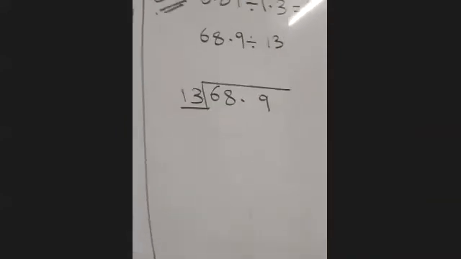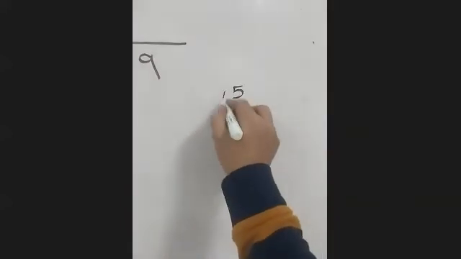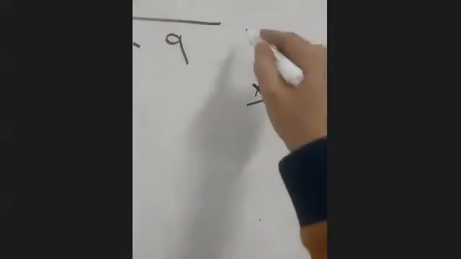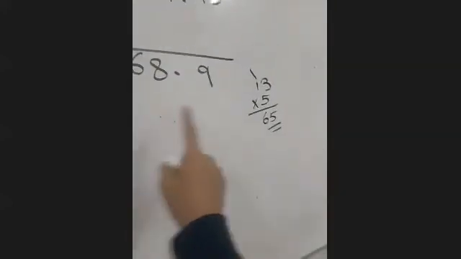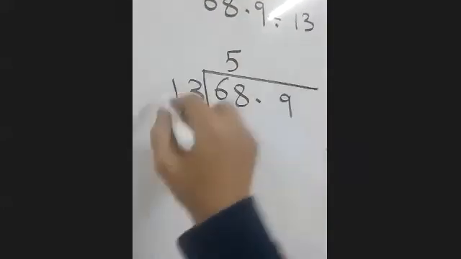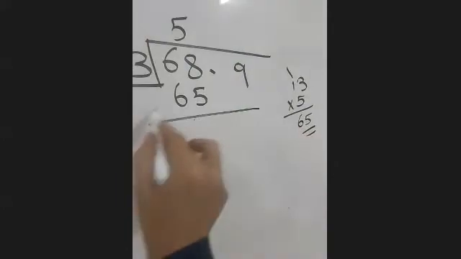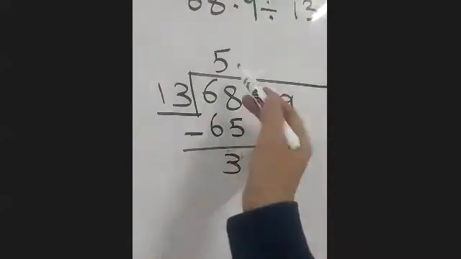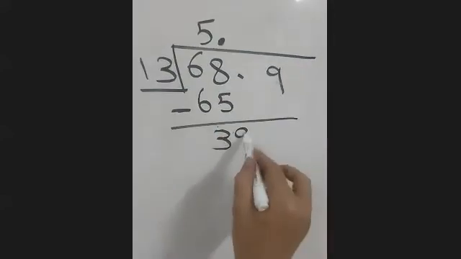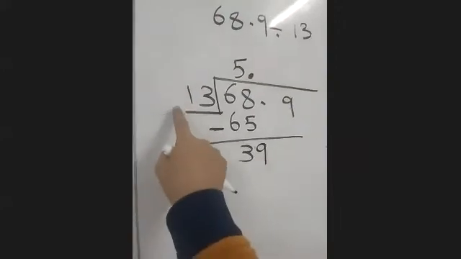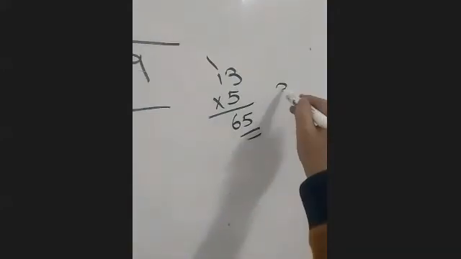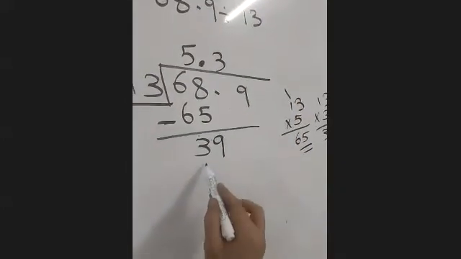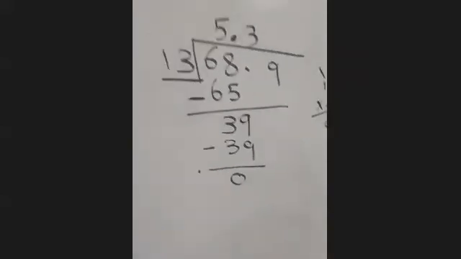Now, guess up. Let's guess 5. 5 times 13: 5 times 3 is 15, 5 times 1 is 5, with 1 it's 6. 65, and 68 is near. So here I will put 5. 5 times 13 is 65, subtract, 3. Now I will take the 9 down and put the decimal up, before it. 39 divided by 13 is 3. If you guess 3 times 13, it is 39, the same. So 3 multiply 13 is 39, subtract, 0, done.